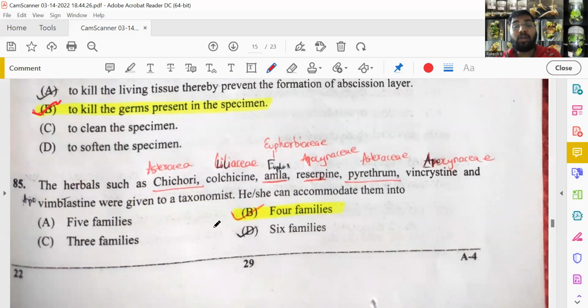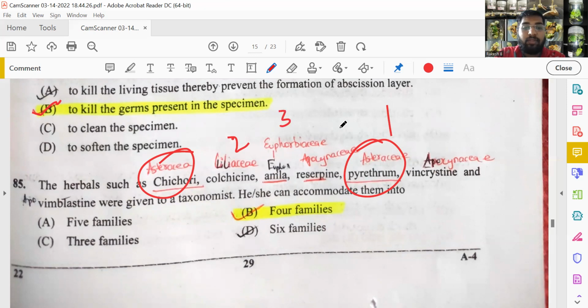Colchicine is a chemical compound that is extracted from Gloriosa superba. It has bright red and yellow flowers and is found in the Western Ghats in Karnataka and so on. It belongs to Liliaceae. And Amla, Indian gooseberry, belongs to Euphorbiaceae. Reserpine is obtained from Rauwolfia serpentina, an Apocynaceae member. Pyrethrum is obtained from the daisy flower, which is Asteraceae again. So these two belong to a single family, Asteraceae. Then Liliaceae, Euphorbiaceae, and the fourth one is Apocynaceae, with Reserpine.